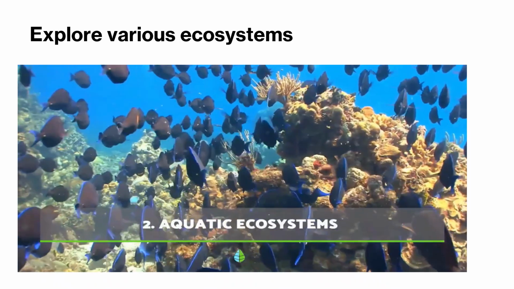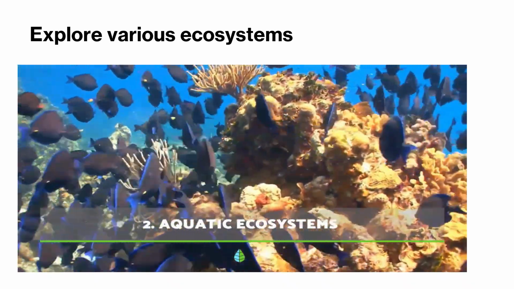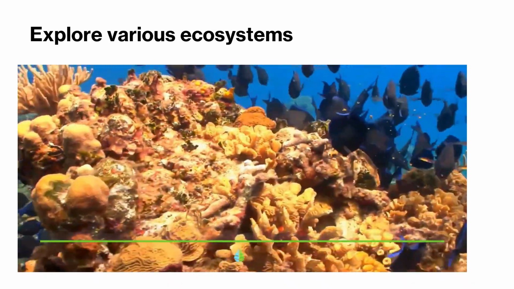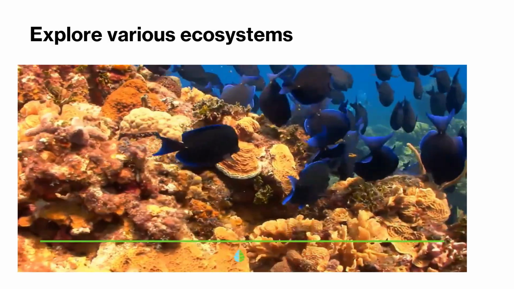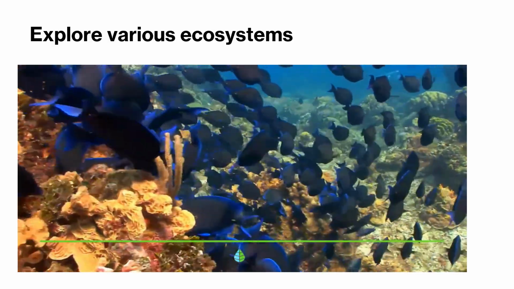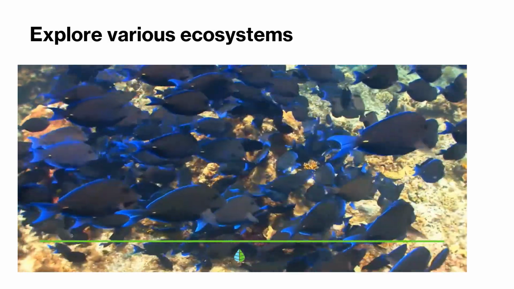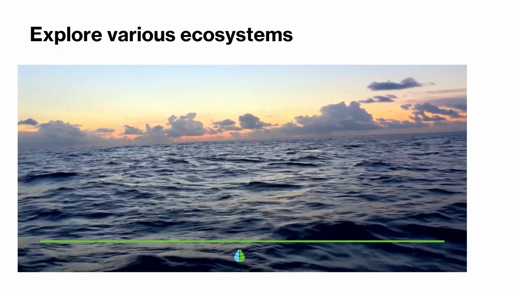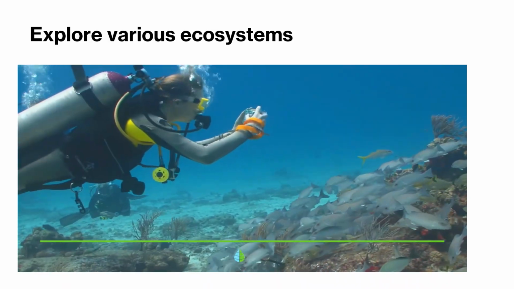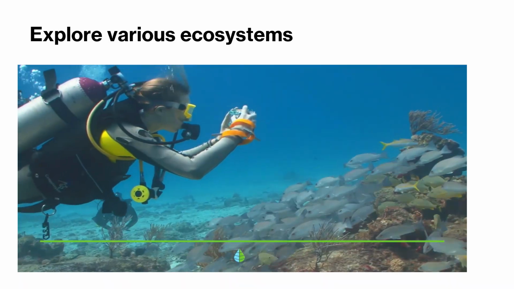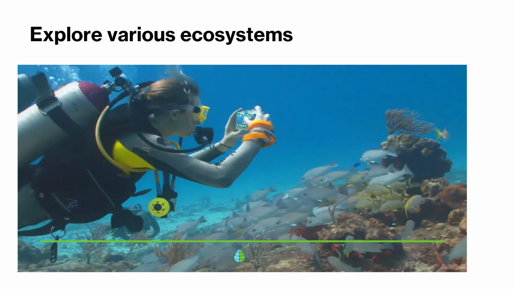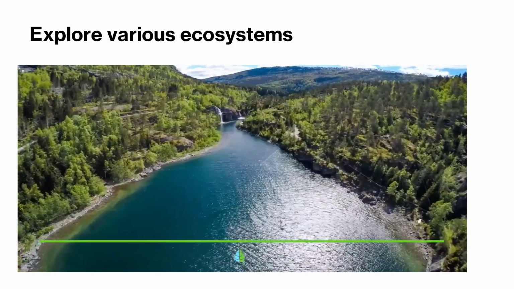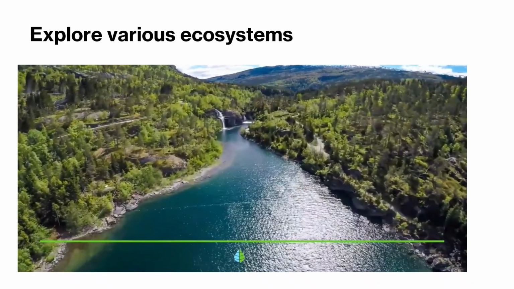Aquatic ecosystems. Aquatic ecosystems are characterized by the presence of water as the main physical component. This water can be sweet or salty. So we find 2 types of aquatic ecosystems: marine ecosystems, which include all saltwater ecosystems such as oceans, seas, reefs, shallow coastal waters, etc., and freshwater ecosystems, including lakes, ponds, rivers, streams, and springs.